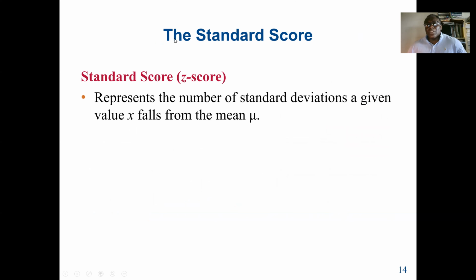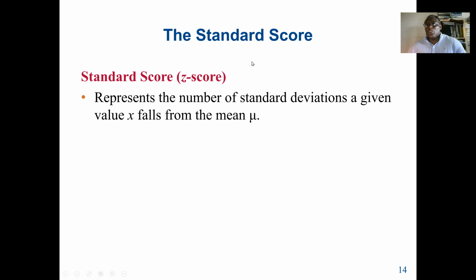So next we go through what a standard score is. Again, a standard score is also called a z-score. The z-score normally represents the number of standard deviations a given value x falls from the mean. We may discuss this in more detail when we study the normal distribution, where one standard deviation is 68%, two standard deviations 95%, and three standard deviations 99.7% of every distribution. So this represents a number of standard deviations. Normally, we discuss 1, 2, 3 standard deviations a given value x falls from the mean.